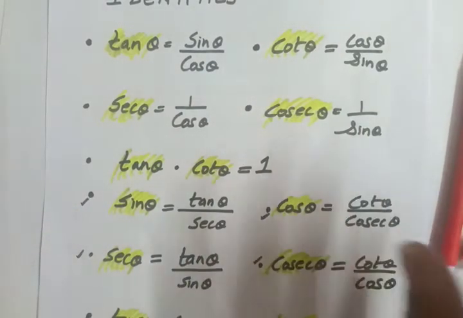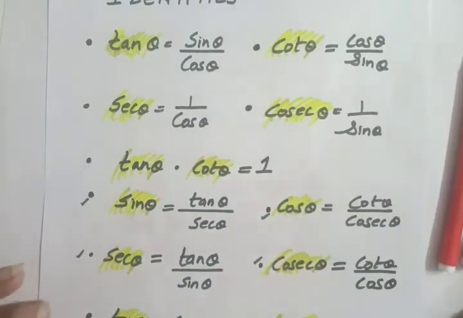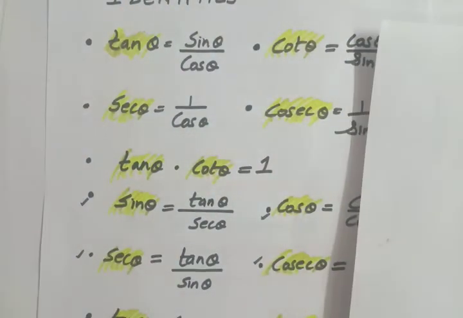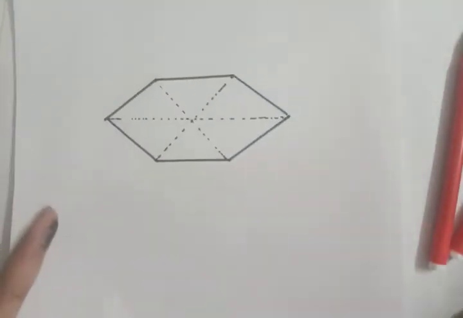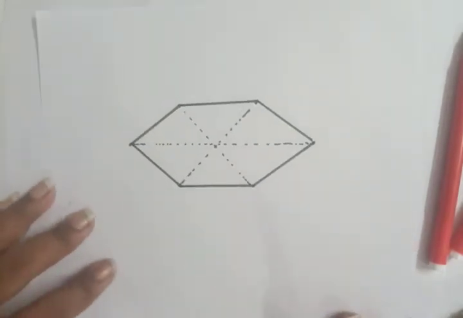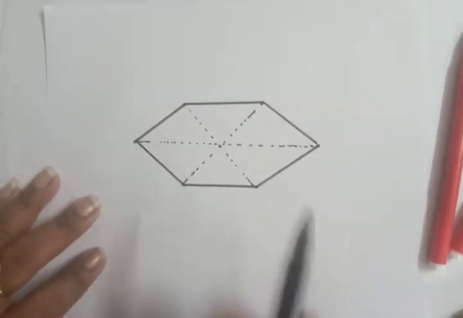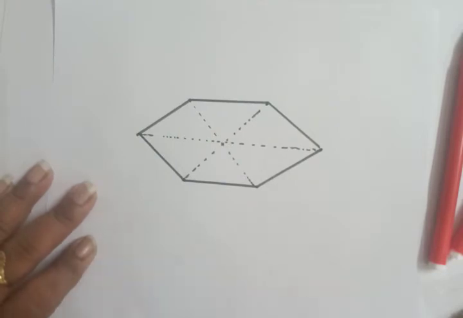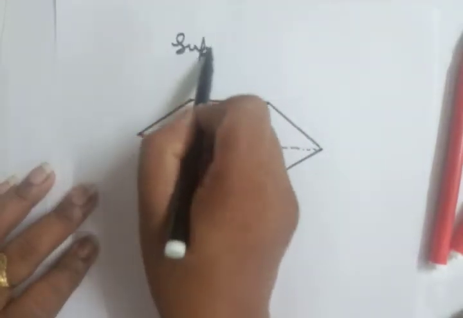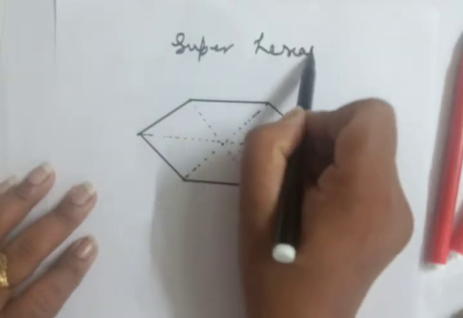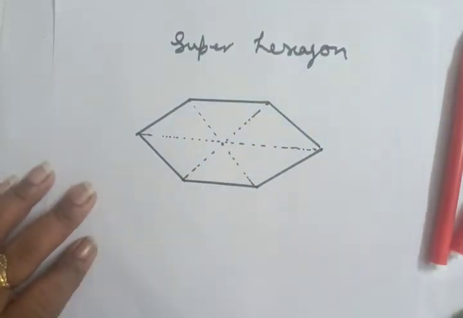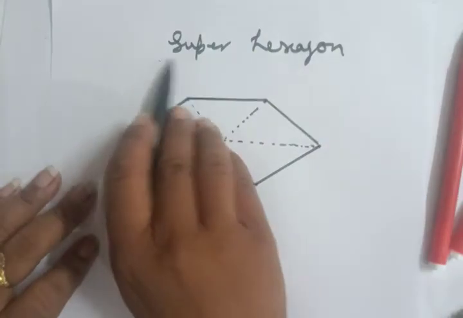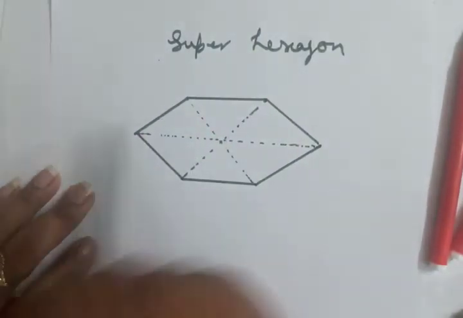So these are the important identities that you have to remember and learn by heart. Again, I am telling you a very important trick to learn this. You can see here the hexagon. Now I am making this hexagon a super hexagon. How? First of all it was a normal hexagon, but I am going to make this hexagon super for you.